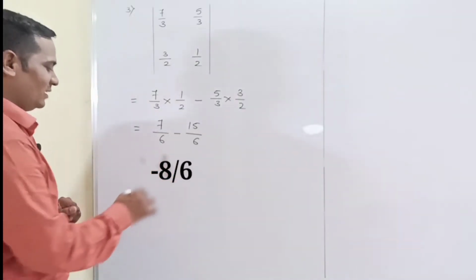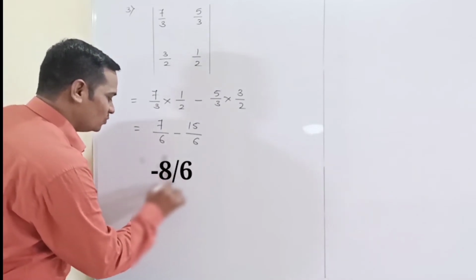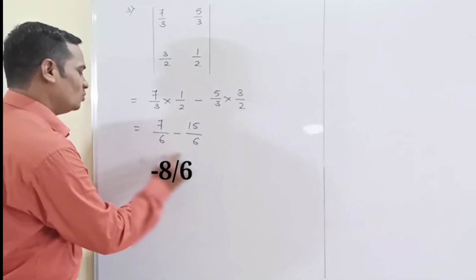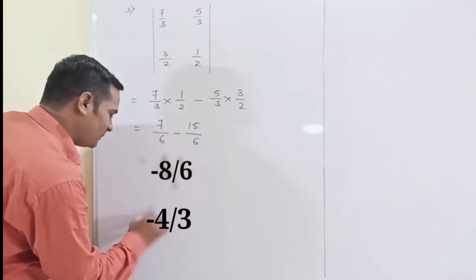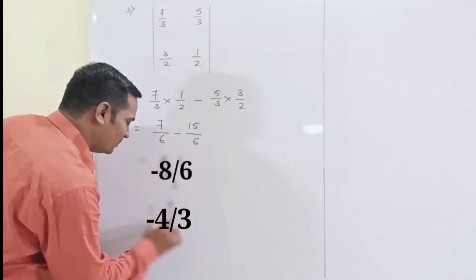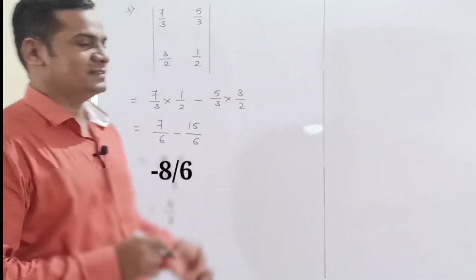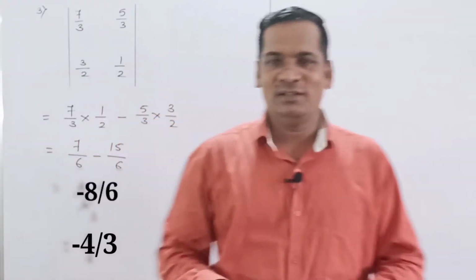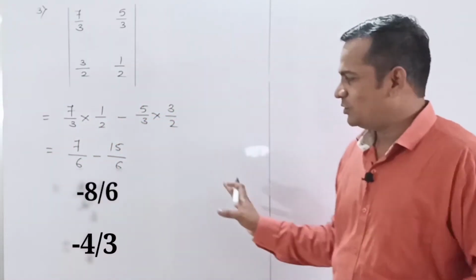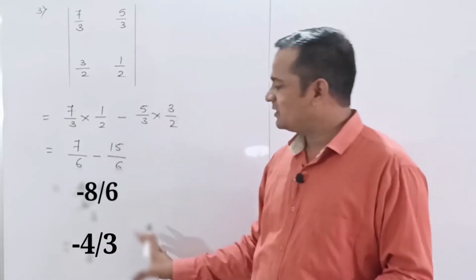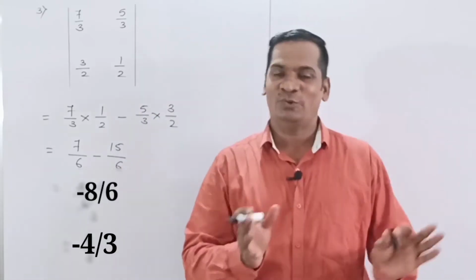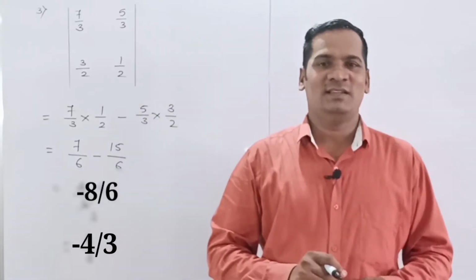So let's simplify this one and we will get the answer, that is minus 4 upon 3. How simple is this? Even though fractions are there, don't worry about the fractions, go with the same method, you will get the answer easily. Let's move toward question number 3.